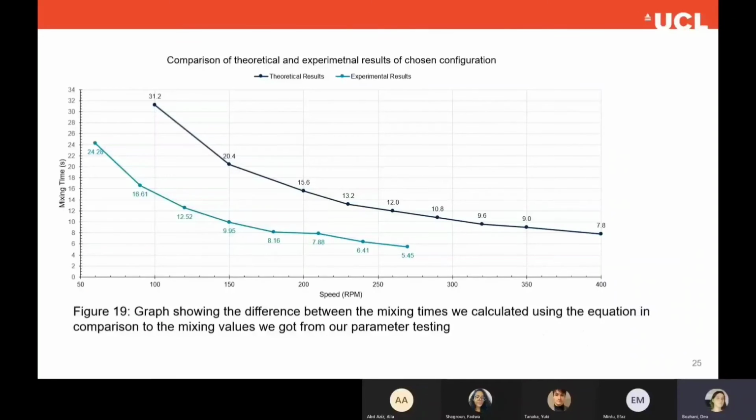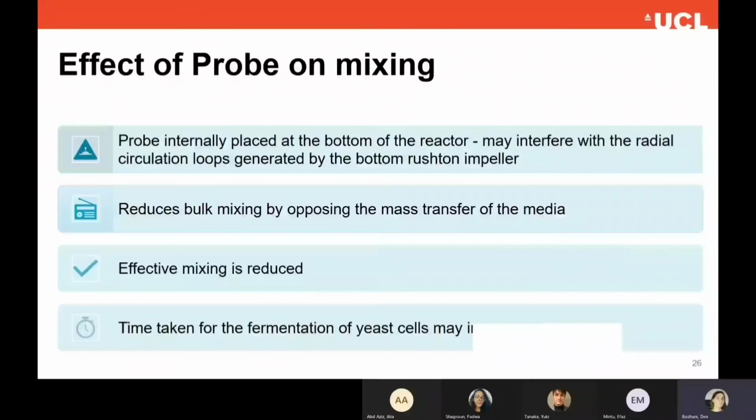After plotting a mixing time against speed graph for the theoretical and experimental results of our chosen combination, we found that our experimental mixing time results were lower, which means we can produce the yeast concentration quicker and also have a lower power consumption. The electrode from the probe is internally placed at the bottom of the reactor. This may interfere with the radial circulation routes generated by the bottom Rushton impeller, which reduces bulk mixing by opposing the mass transfer of media.